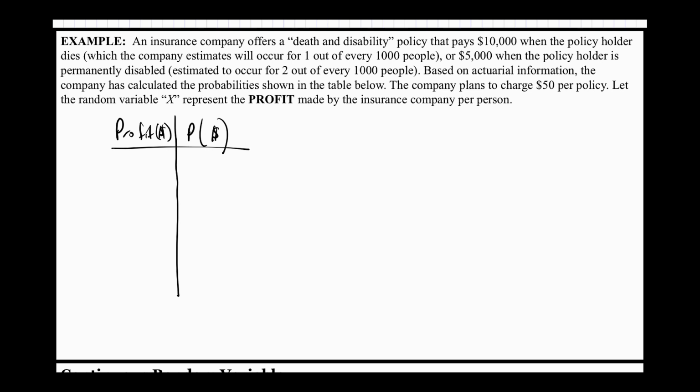So let's write the probabilities. 1 out of 1,000. 2 out of 1,000 are for disability. So the leftover is what? 997. So we know the probabilities each of those things is going to happen, right? But what are the profits from?